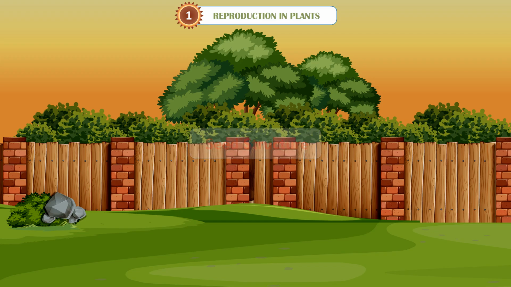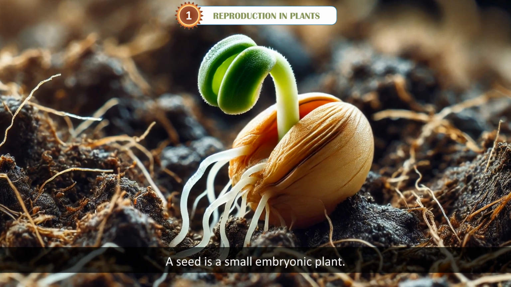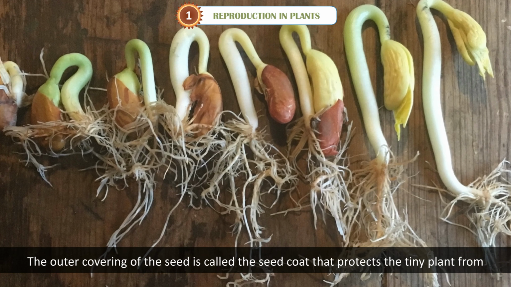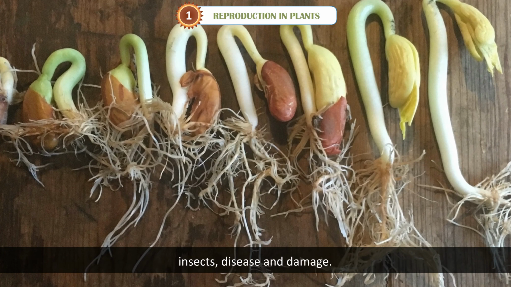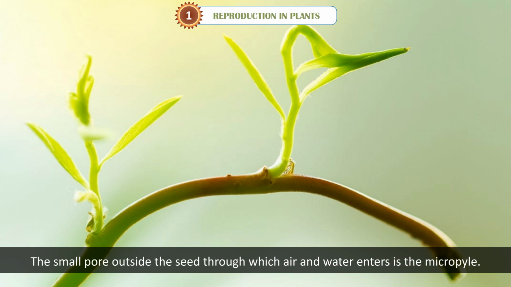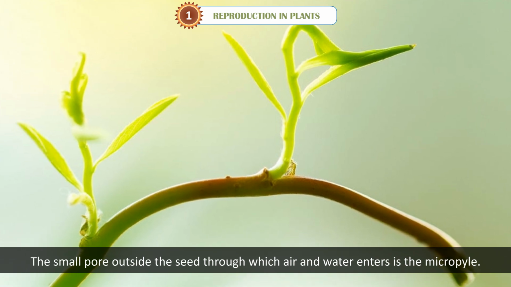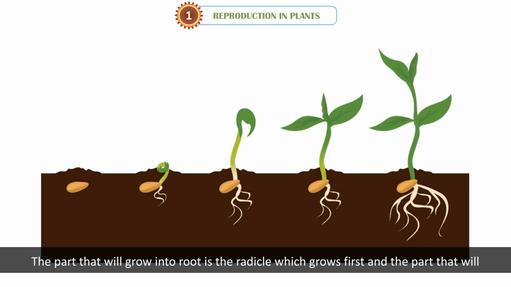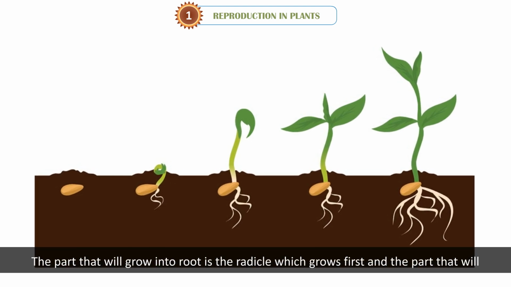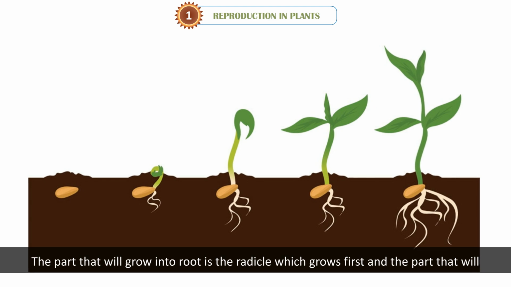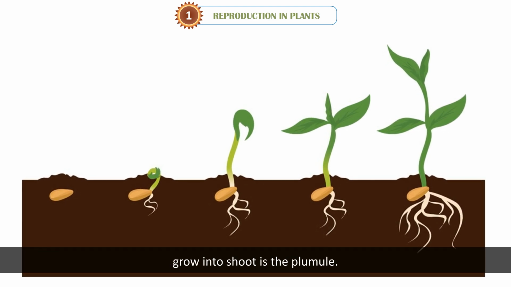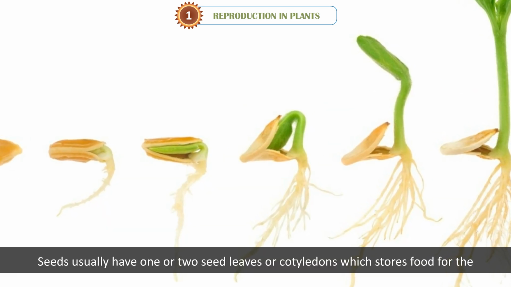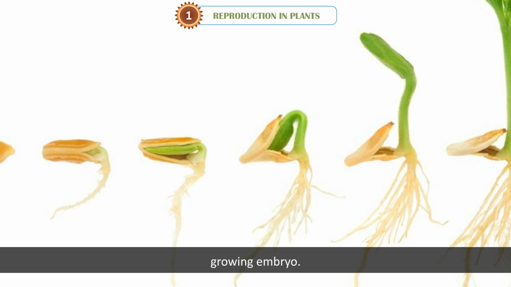Seed structure. Seed is a small embryonic plant. The outer covering of the seed is called the seed coat that protects the tiny plant from insects, disease, and damage. The small pore on the seed, through which air and water enters, is the micropyle. The part that will grow into root is the radicle, which grows first, and the part that will grow into shoot is the plumule. Seeds usually have 1 or 2 seed leaves or cotyledons, which store food for the growing embryo.